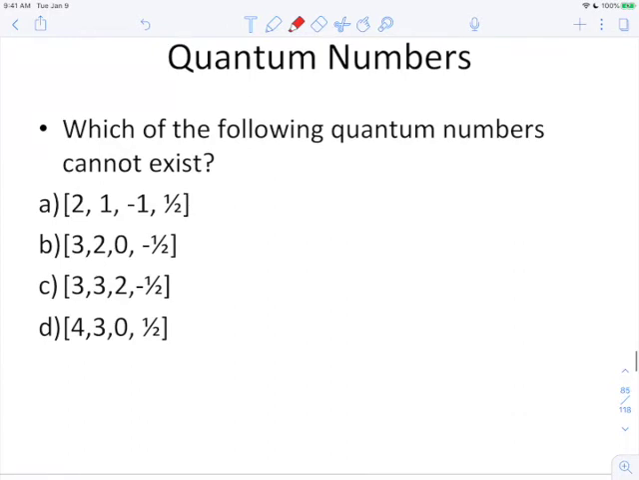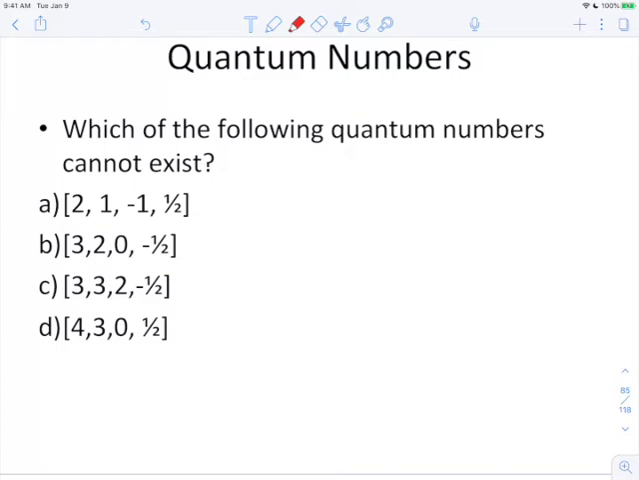I want to do one more question about the quantum numbers. It says, which of the following quantum numbers cannot exist? So I want you to give this a try. My recommendation would be to try to come up with either its orbital diagram or its electron configuration. Try to figure out where that electron is and whether that is a real location.